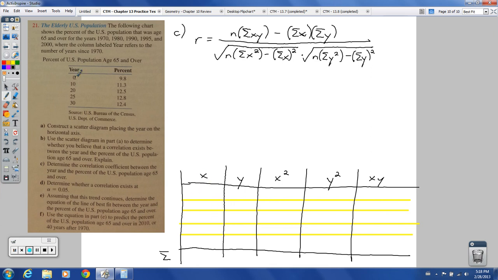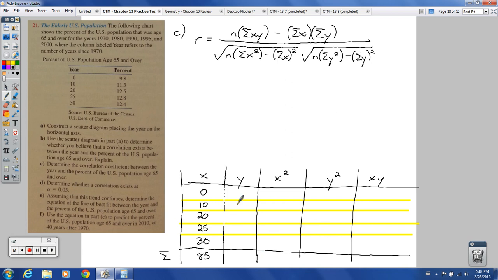Okay, so x's, these are the year values. This is my independent variable. These are my dependent variables. We're saying the percent depends on the year. So this was 0, 10, 20, 25, and 30. If I add all those together, I've got 30, I've got 60, 85 for the sum of the x values.